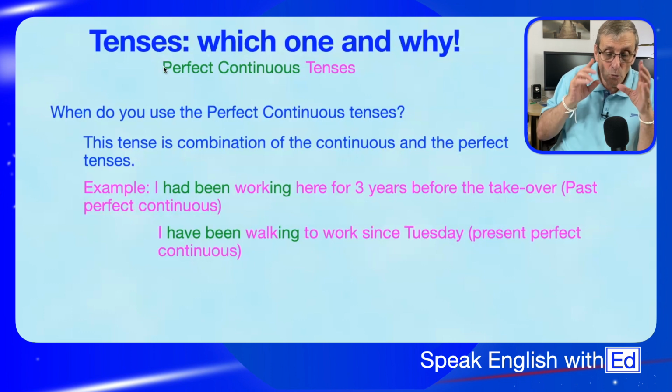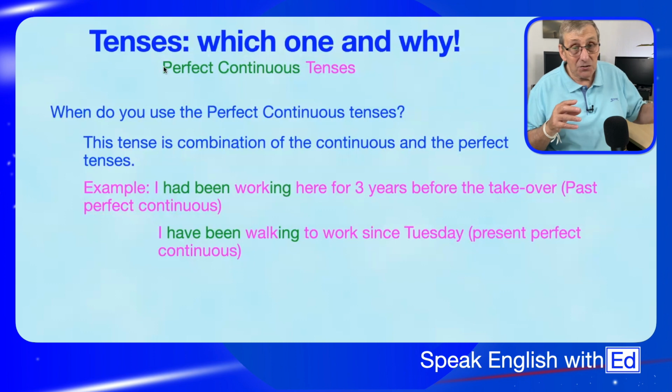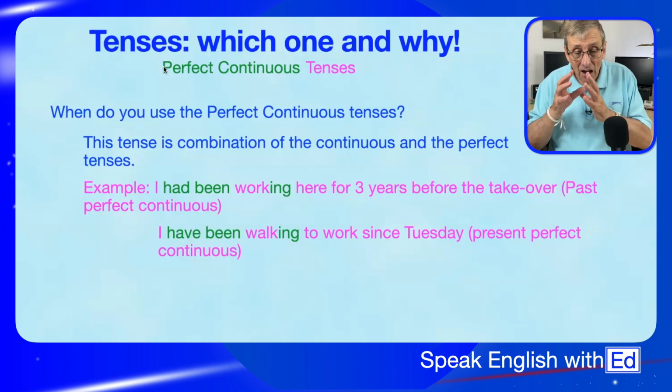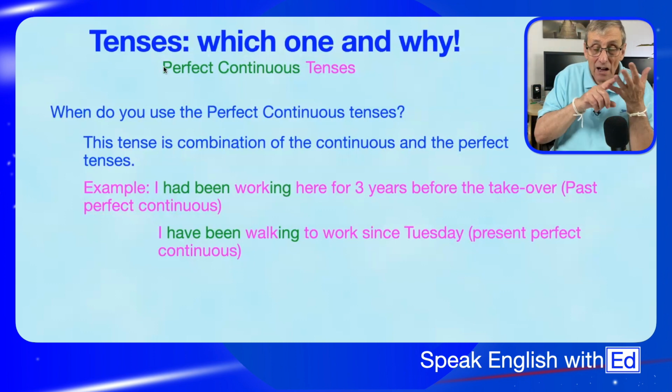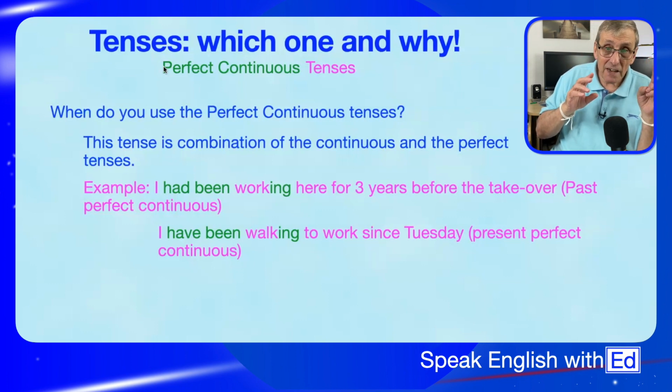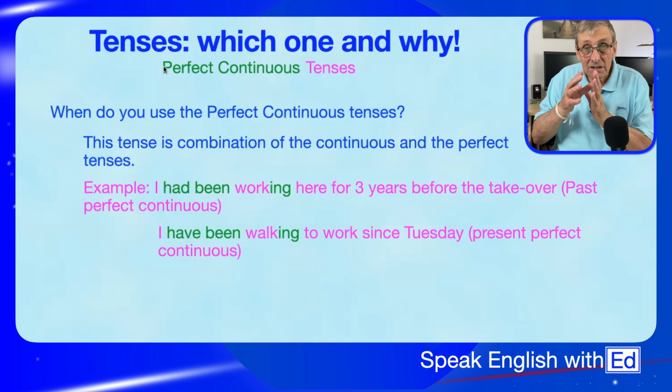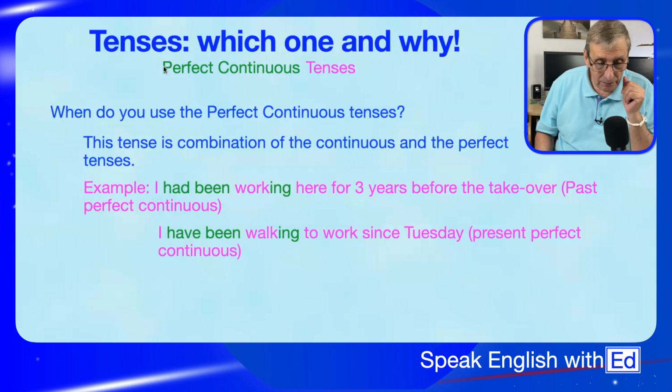Now I have been changes the verb into the present continuous tense. I have been walking to work since Tuesday. So it means I started walking to work on Tuesday and I'm still doing it now. So have been is the present perfect tense, and walking is the continuous tense.